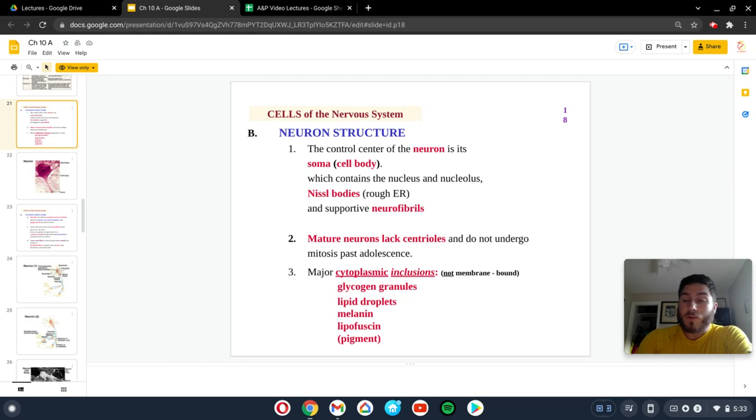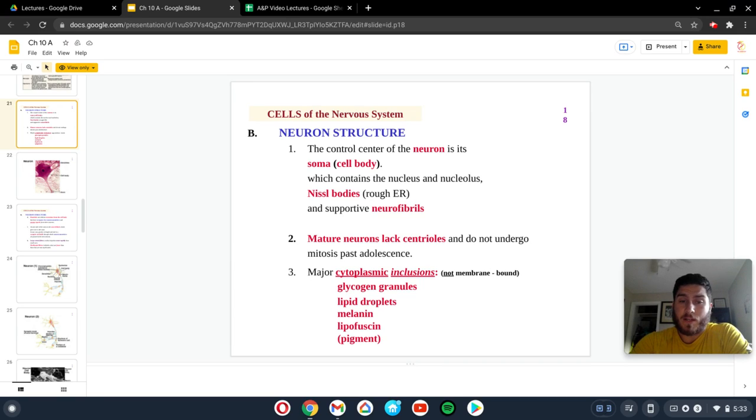As these neurons mature over time, they're going to lack centrioles, and that's important because if you remember centrioles, these are components of the cell that are needed for mitosis. And because they do not have these centrioles, they are not going to divide. There's going to be no mitosis occurring after their adolescent phase. So, in other words, when they become mature, they stop dividing for the most part.